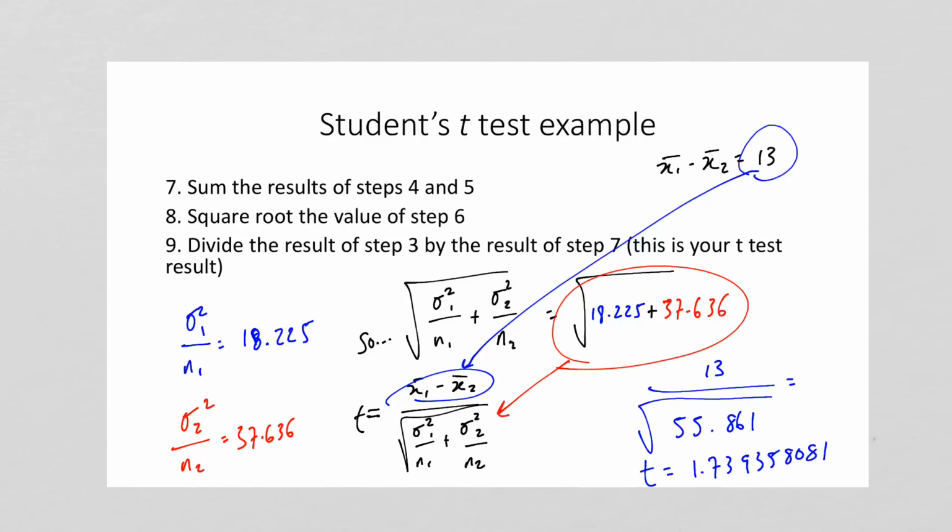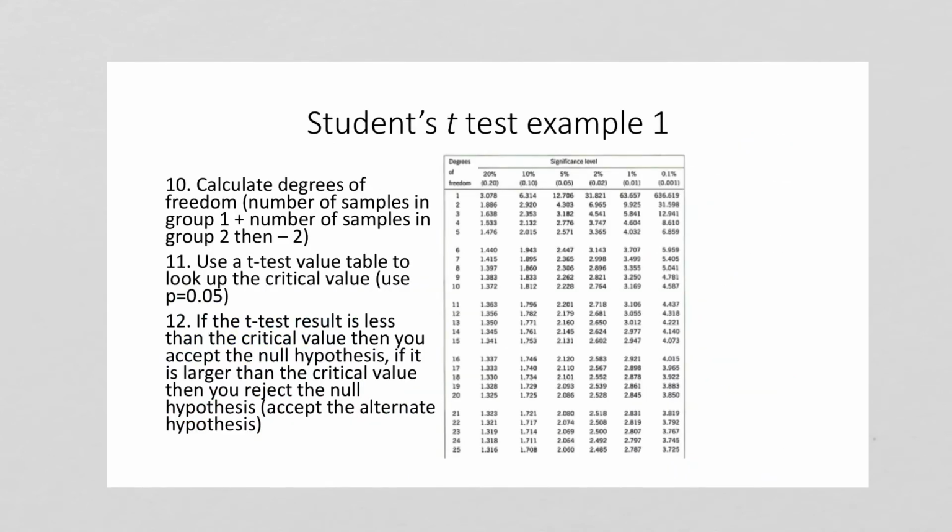We're going to have to do the final steps, which is looking up the critical value in a table. Let's look at how we do that. First thing we need to do is figure out the degrees of freedom. Degrees of freedom is really simple. It's n1 plus n2 take away 2. n1 was 10, n2 was 10, so my degrees of freedom is going to be 10 plus 10 take away 2, which is 18. That means that I need to look up in this row of my table for the critical value.